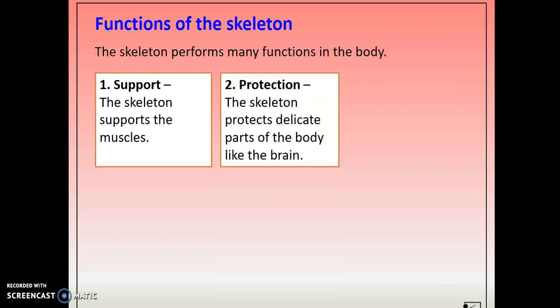Protection then. So we talked about this a little bit when I talked about the rib cage. So the skeleton protects delicate parts of the body. Now I've talked about the rib cage protecting the heart and lungs. Can you think of another bone that we've looked at today that would perform a protection function? Just give you about 30 seconds to have a little think. Think back. Have a look maybe in your fact book at the names of those bones and where they are. Can you think of one that performs another protection function other than the rib cage?